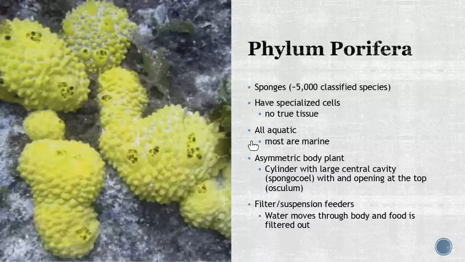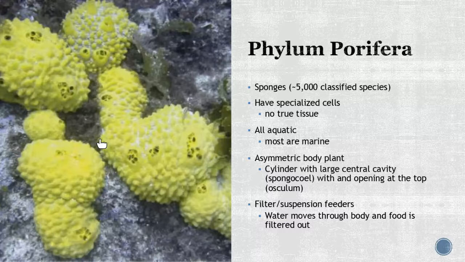Now, all of these happen to be aquatic, and most of them are going to be found in marine environments. There is an asymmetrical body plan with this, so it's kind of hard to find that mirror image, but most of the time you're going to see them in a cylinder shape with a large central cavity. They're going to have the spongocoel, which is that central cavity, and an opening up top, which is called the osculum.